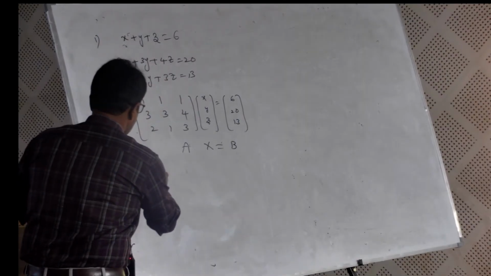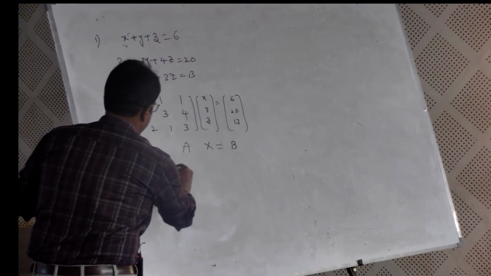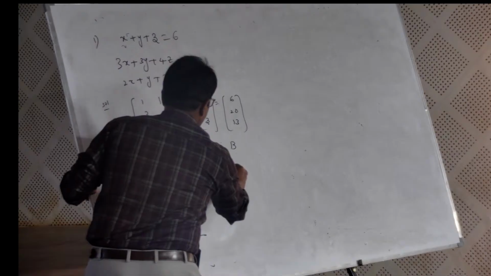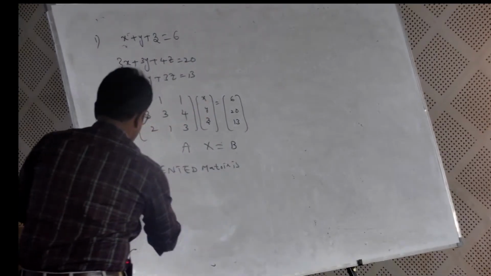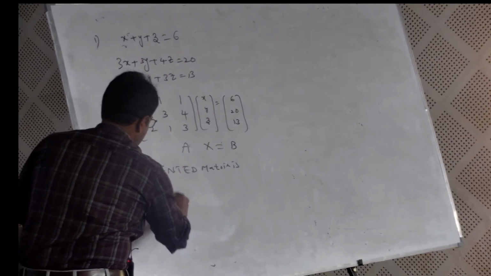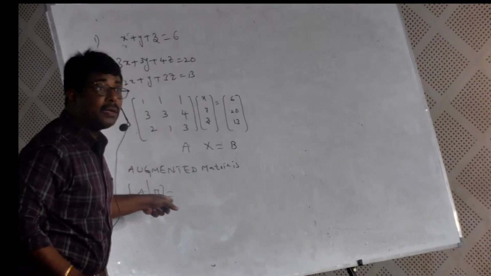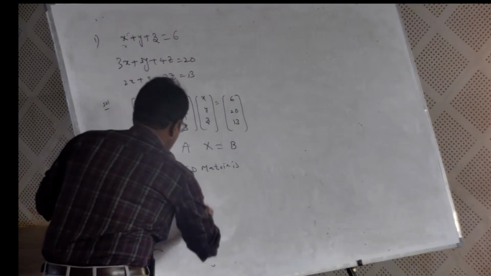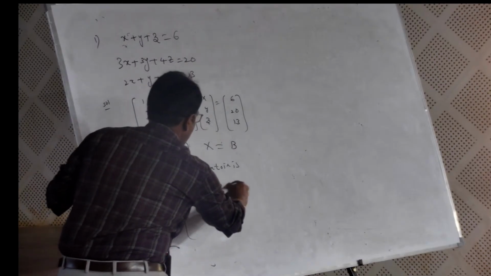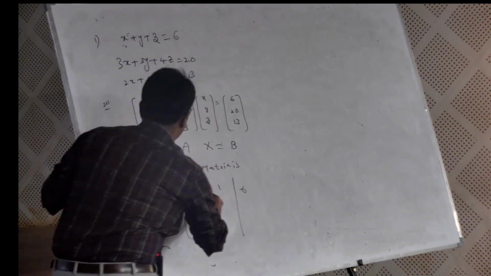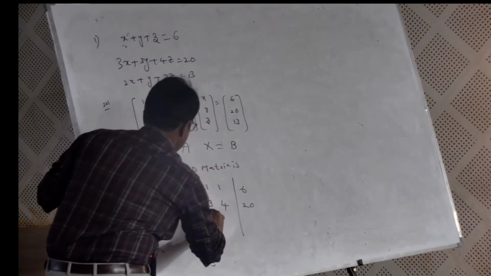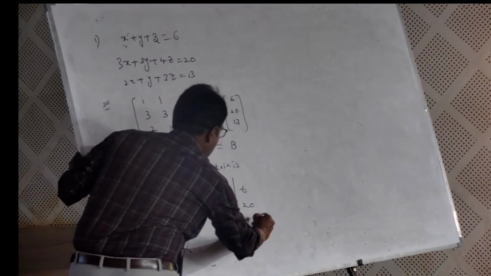Now, the augmented matrix is A along with B. I want to see both the matrices at one place. Possible. How? 1, 1, 1, 6; 3, 3, 4, 20; 2, 1, 3, 13.